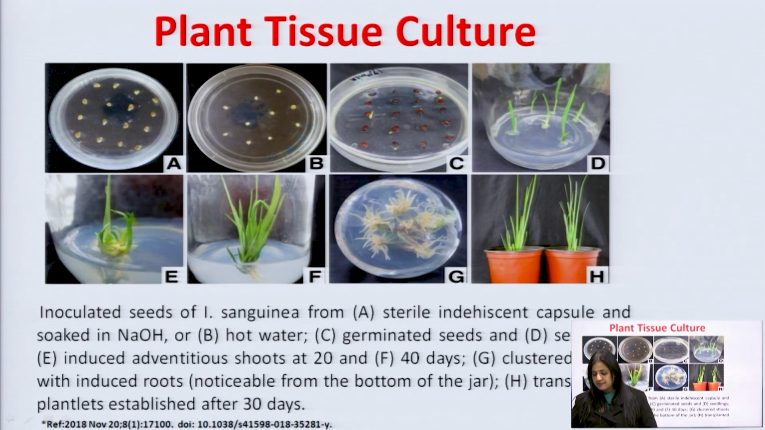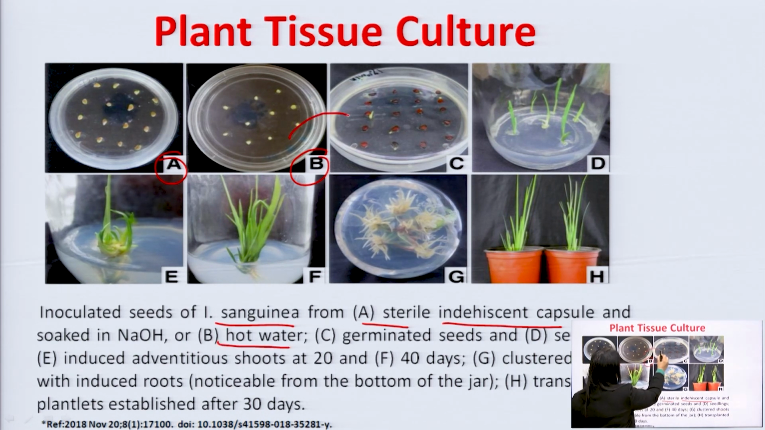This is one of the examples. It is basically a research work done by a group here. We can have different stages of plant tissue culture here. You can see them in the form of the different notations given, A, B and so on. So first of all, this is a plant called Sanguinea, and have a look at figure A. Figure A shows sterile indehiscent capsules which are soaked in sodium hydroxide. Then B, this is soaked in the hot water.